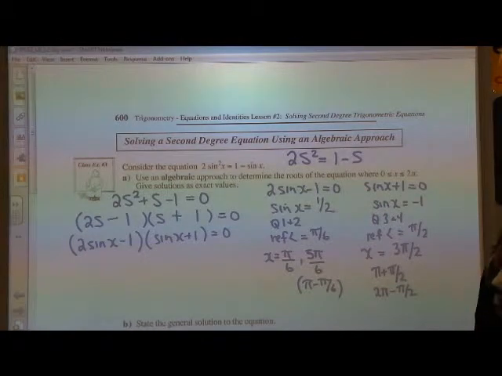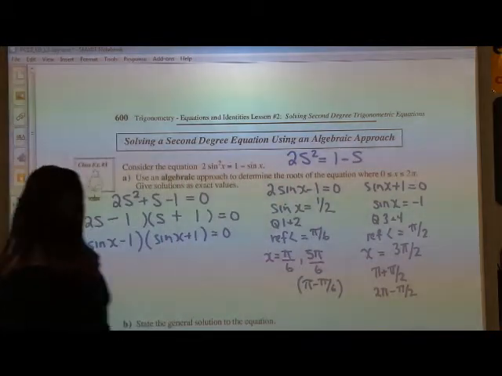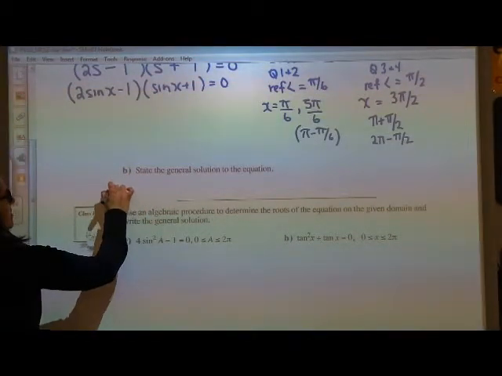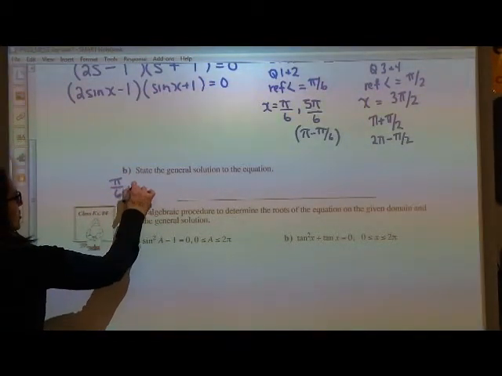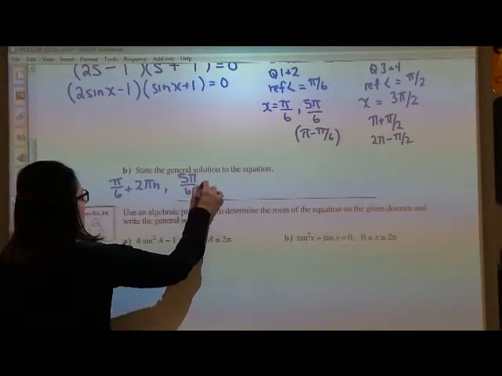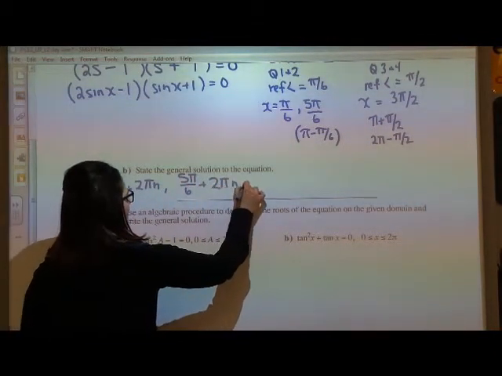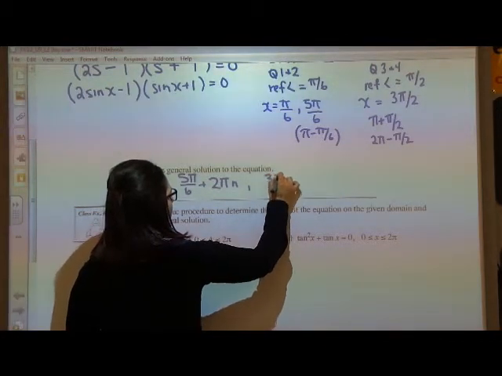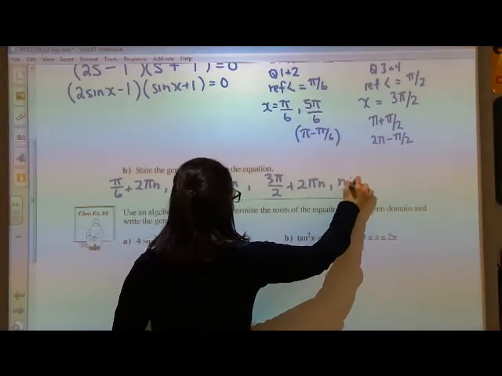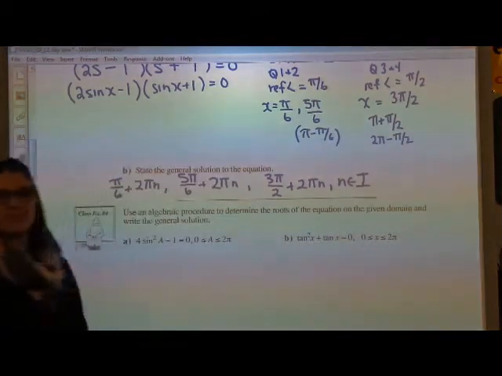And then the general solution again, I would take these values and add one period of the cycle. So pi over 6 plus 2 pi n, 5 pi over 6 plus 2 pi n, and 3 pi over 2 plus 2 pi n. Again, making sure that n is an integer.